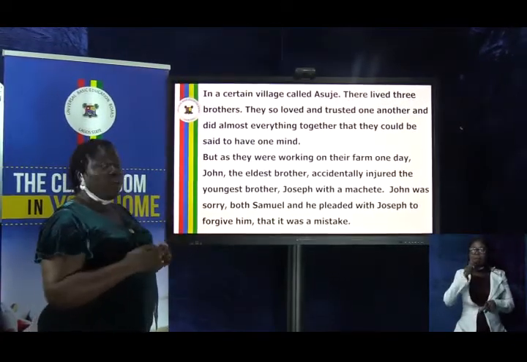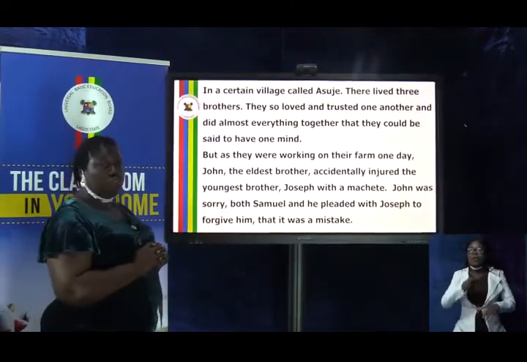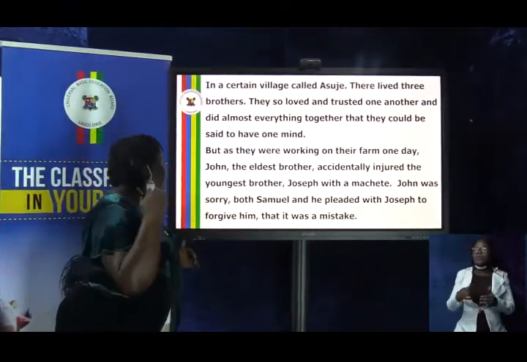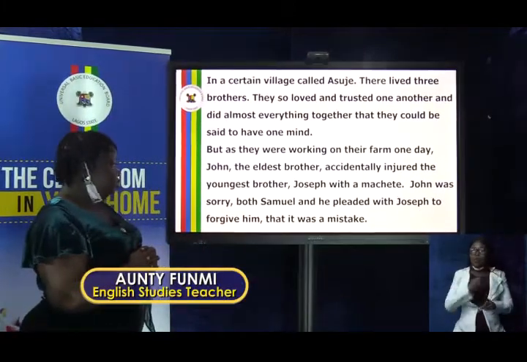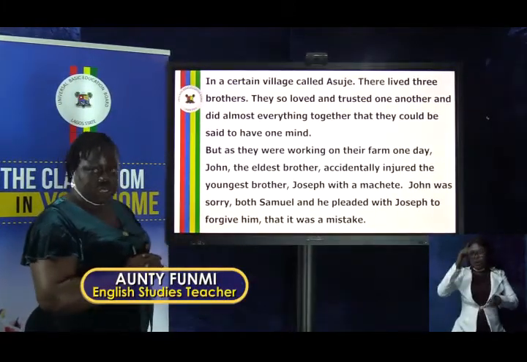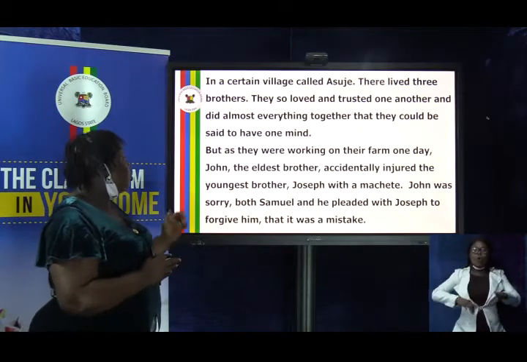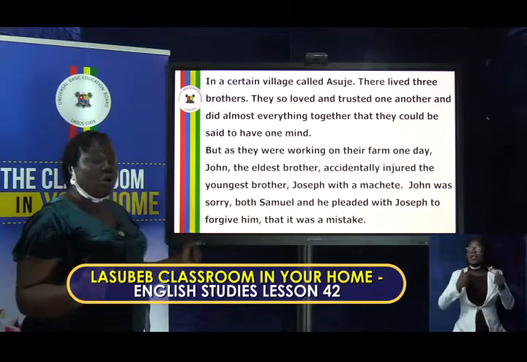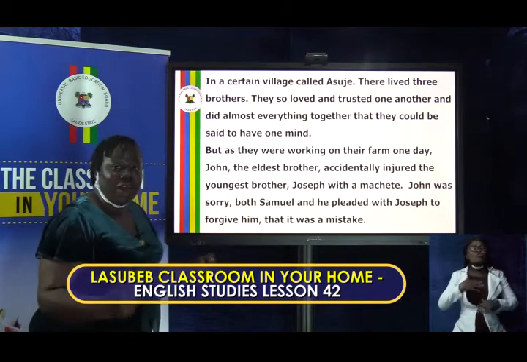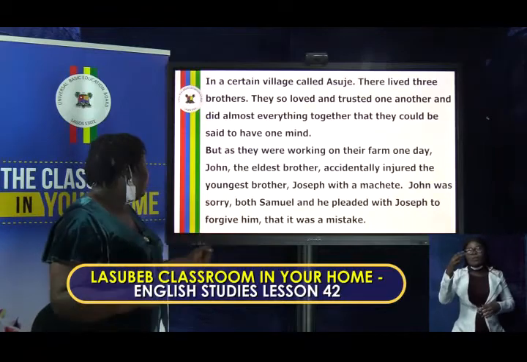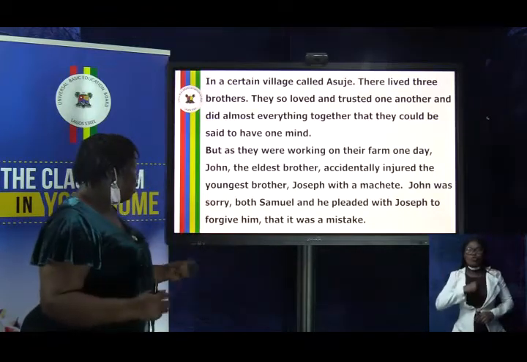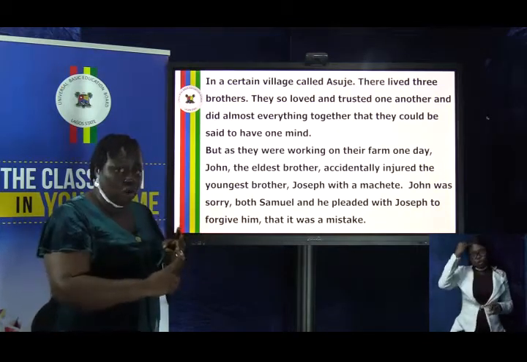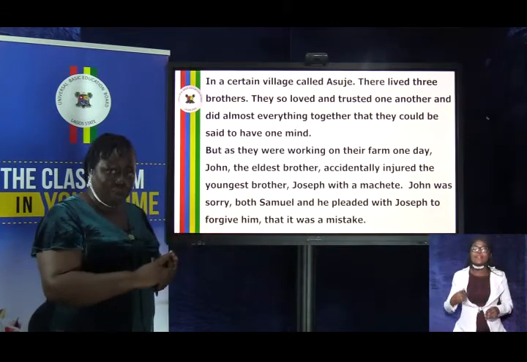But as they were working on their farm one day, John, the oldest brother, accidentally injured the youngest brother. The youngest brother is called Joseph. He injured the youngest brother, Joseph, with a machete. John was sorry. Oh, Joseph, I am sorry. I didn't do it intentionally. I am sorry. The three brothers, I have not told you their names. Their names are John, Joseph, and Samuel.